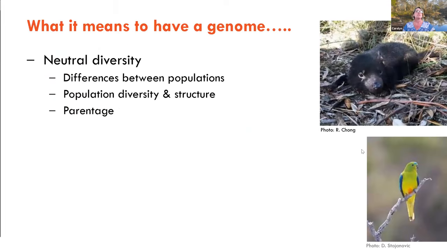So once you have a reference genome, reference genomes allow us to do a multitude of different things. We can look at just neutral diversity, which is commonly used now with reduced representation sequencing methods using a variety of different SNPs. And we can use it to look at differences between populations, population diversity and structure. We can do parentage analysis. We can use it for phylogenetic analysis.